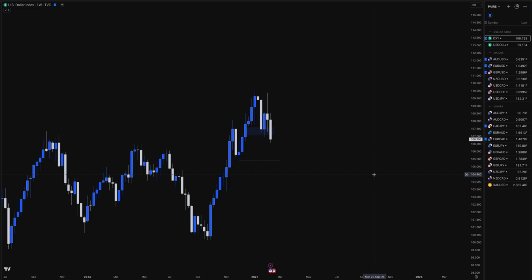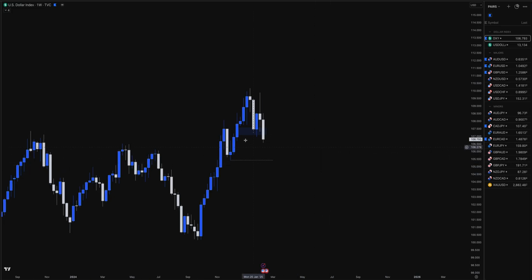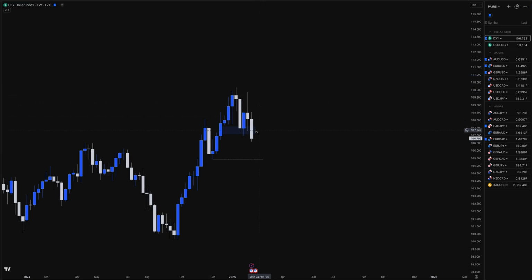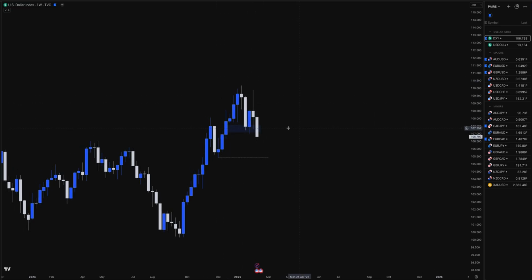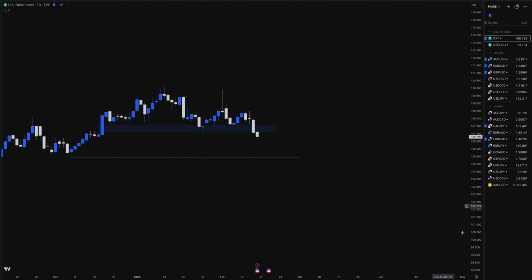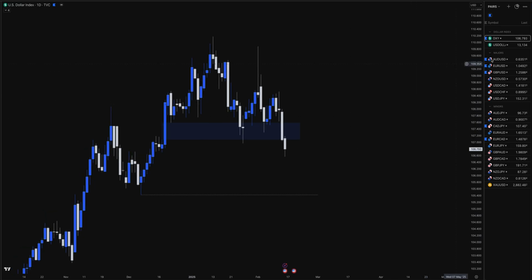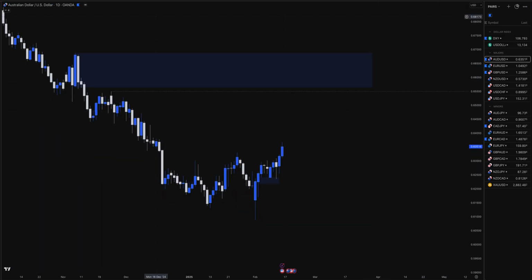Starting off with the DXY. We were looking at this imbalance last week for longs. However, if we look at this candle over here, we failed to put in a new high, and what's happened with last week's candle is we have broken below this imbalance, so that is just a confirmation for me to look for shorts. So now going into next week, I'm going to wait for a retracement into this imbalance to take out this sell side liquidity over here. So going into next week, I am a bearish dollar.